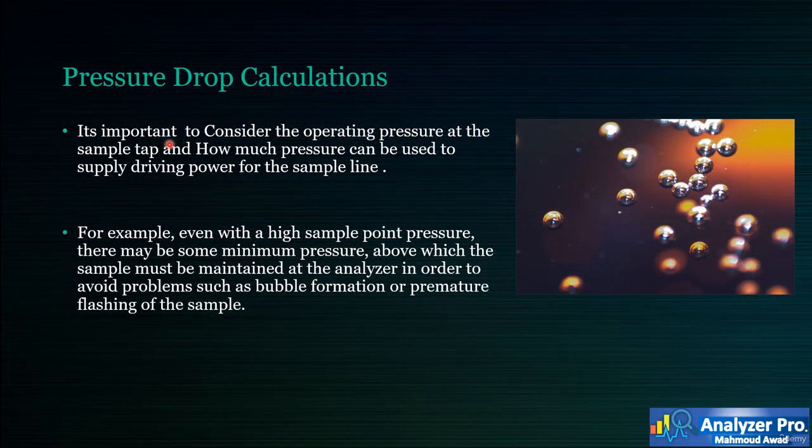It's important to consider the operating pressure at the sample tap and how much pressure can be used to supply driving power for the sample line. For example, even with a high sample point pressure, there may be some minimum pressure above which the sample must be maintained at the analyzer in order to avoid problems such as bubble formation or premature flashing of the sample.